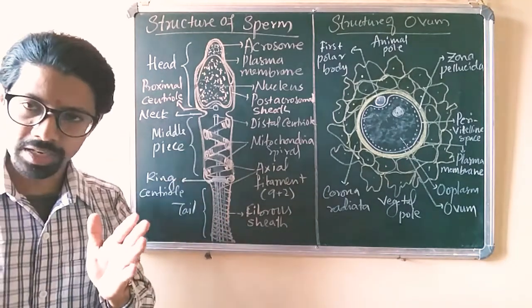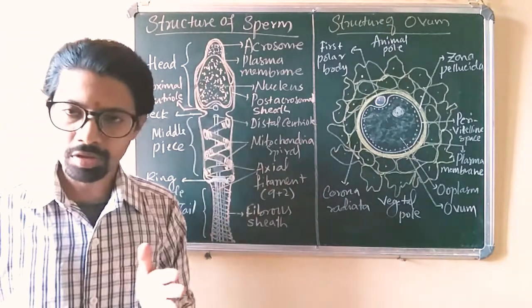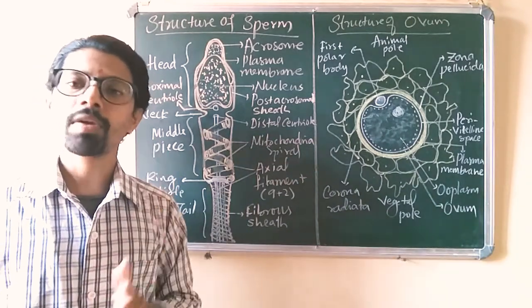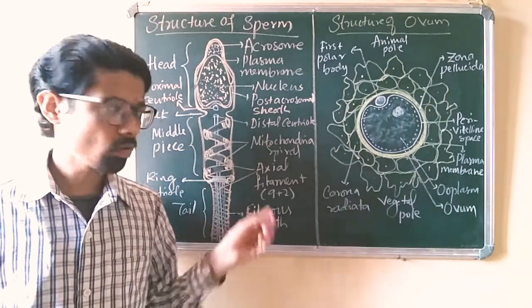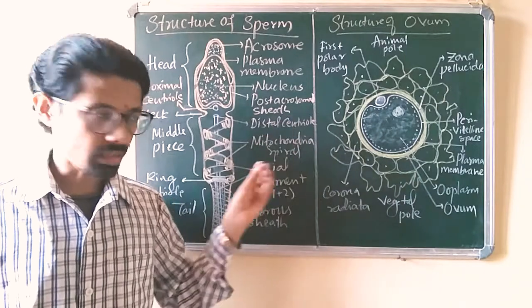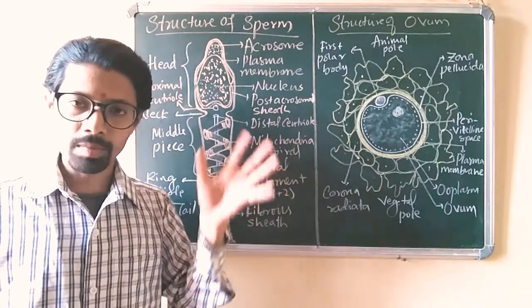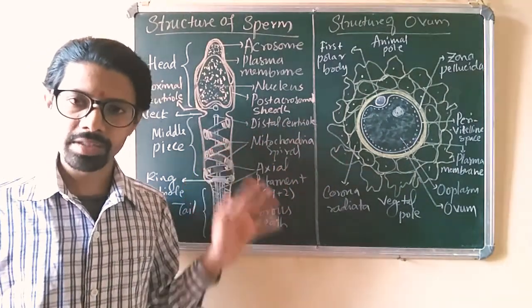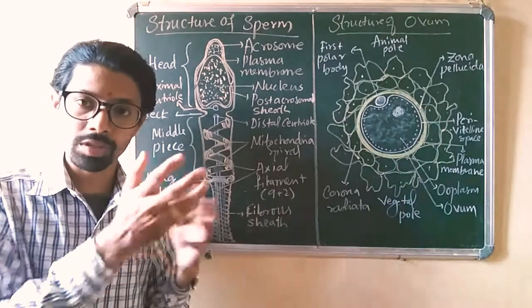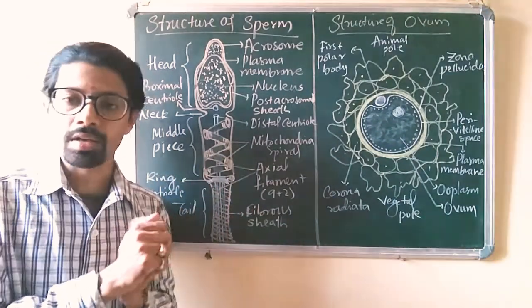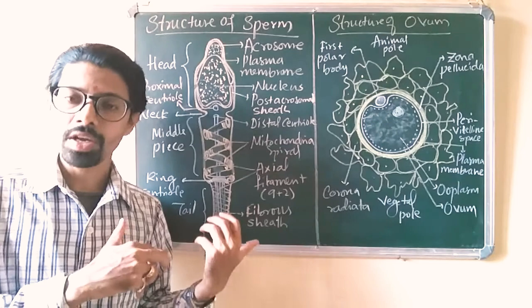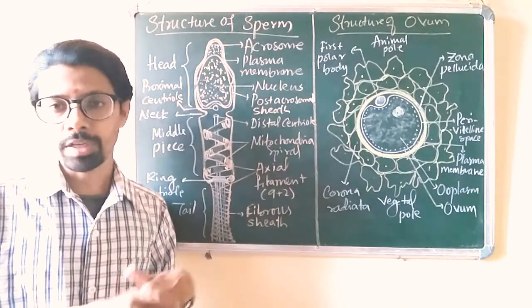Diagrammatically, the question is very important. Theoretically, it is also a very important question. And according to your entrance test, it is very, very important. The labelings and the roles of the things we have discussed can be asked diagrammatically in your entrance exam, or sometimes they may ask what is the role of the proximal centriole, what is the role of the distal centriole, what kind of arrangement you find in the tail of the sperm, and so on and so forth.